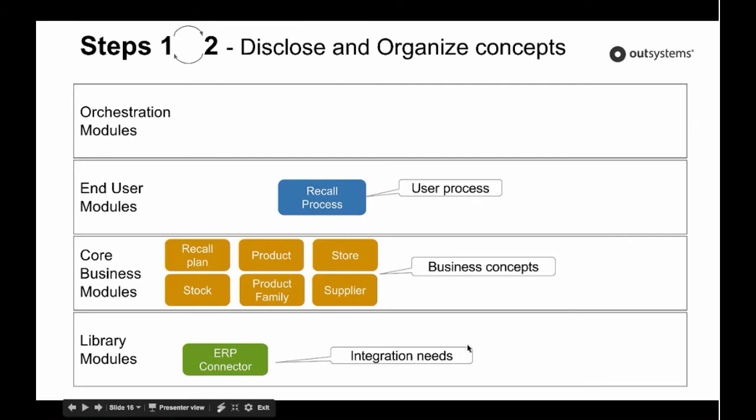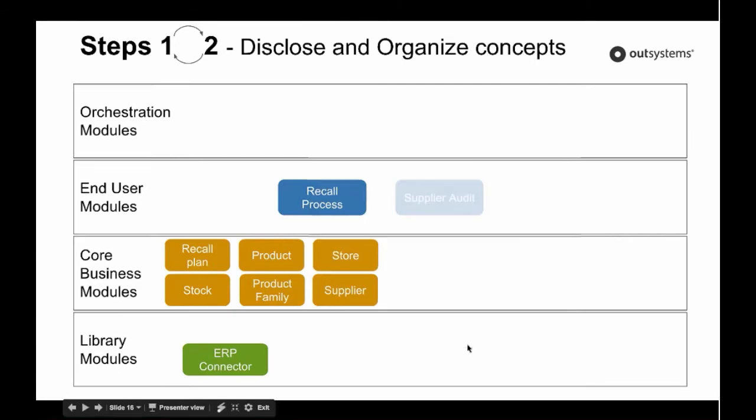And we keep disclosing, organizing. So next we learned that we also need to audit the suppliers, because those are the ones supplying the products that may be malfunctioning, or they need to be involved in the recollection of the products. So there's another process. And while we are understanding this process, we understand that it will need these concepts plus some extra concepts.